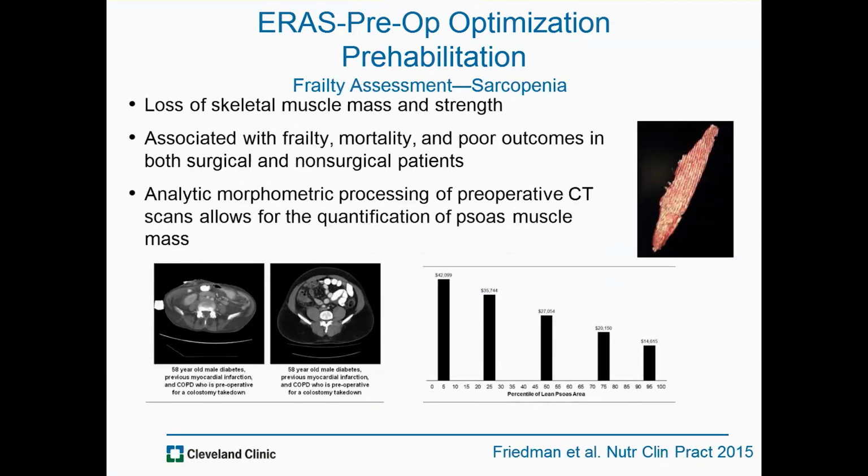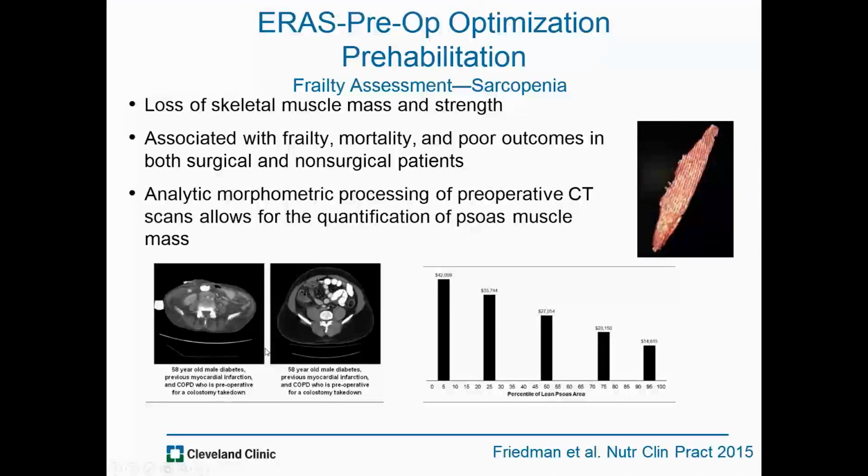Another marker of frailty is sarcopenia, which means loss of skeletal muscle and strength, and it's associated with frailty and poor outcomes in both surgical and non-surgical patients. It's an analytic or morphometric processing of imaging studies, traditionally CT scans, but more recently people have used ultrasound as well, that can quantify the muscle mass, usually using the psoas muscle. Studies have shown that the degree of sarcopenia correlates very well with hospital utilization and complications. As you can see from this picture down here of the CT scans, you have patients with very similar comorbidities.